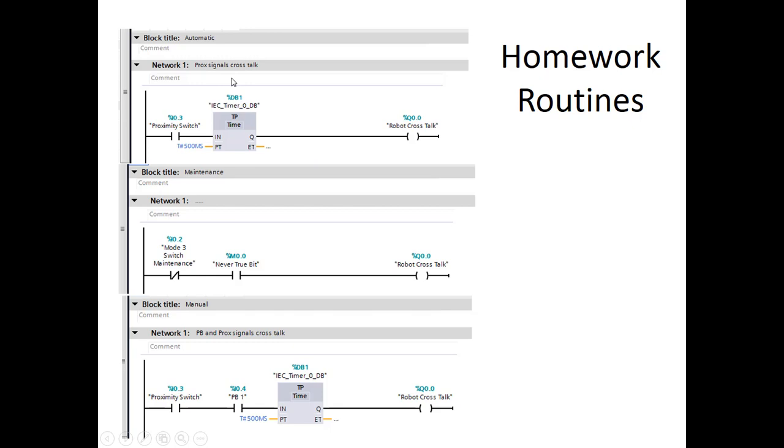The prox signals cross. So if we schedule the automatic, we just had a prox doing some type of a pulse timer or something to the robot crosstalk. And the other one was, if the manual was selected, well then we needed the prox, and we needed a manual person. The person manually had to push a button, so prox and that to cause the robot to crosstalk.